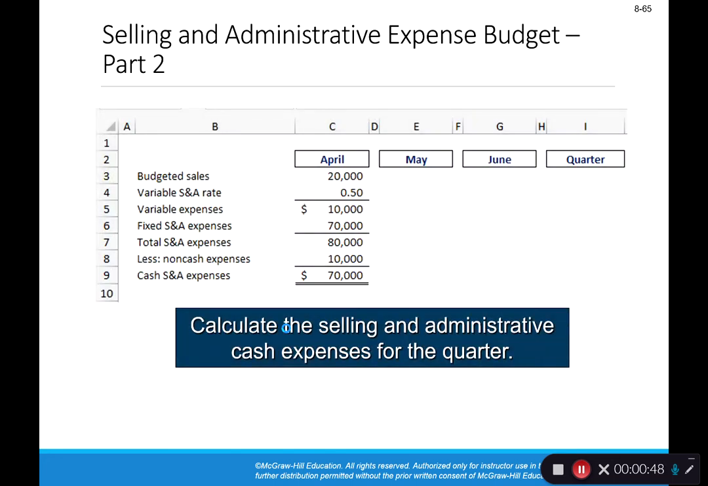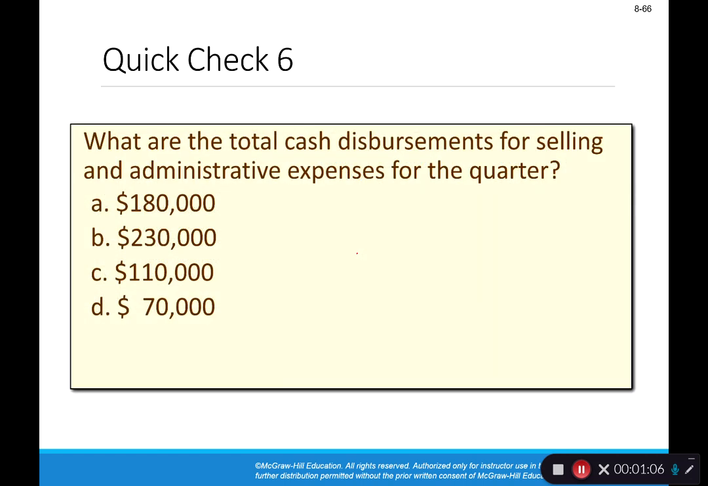So to figure out our selling and administrative for the quarter, we're simply going to take our budgeted sales times our variable rate to get our variable costs, then we add our fixed to get our total expense, then we take out our non-cash to get our cash paid. And we do the same for the other months.